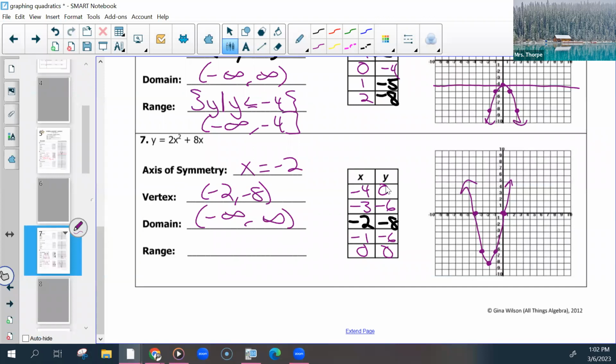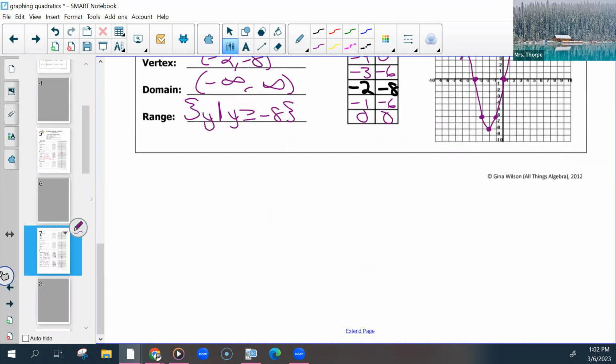And then our range, what's the lowest point? -8. And then it's everything above -8, so greater than or equal to. Or it starts at -8 and goes to infinity.